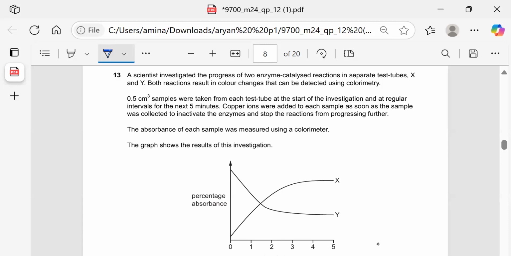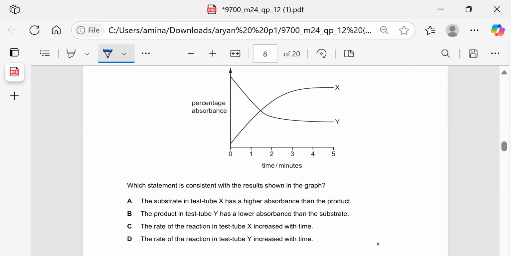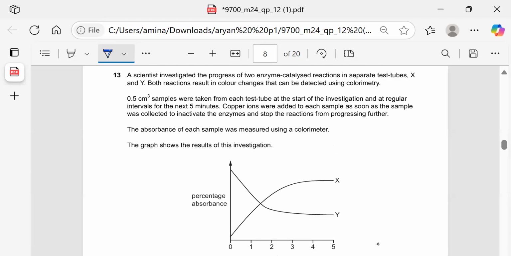Copper ions were added to each sample as soon as the sample was collected to inactivate the enzyme and stop the reactions from proceeding further. So copper ion is acting as an inhibitor. So we are using two enzymes, X and Y, and what we are recording is the percentage absorbance. Now let's see what choices I'm given. Which statement is consistent with the result shown in the graph?